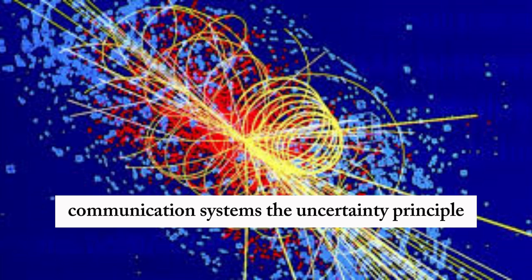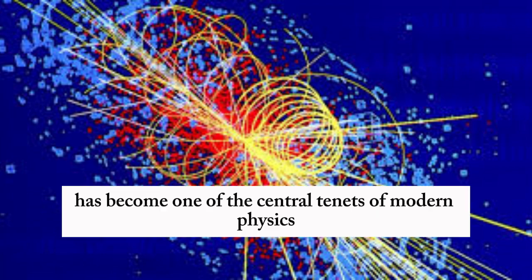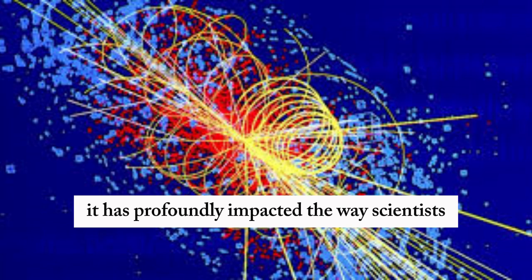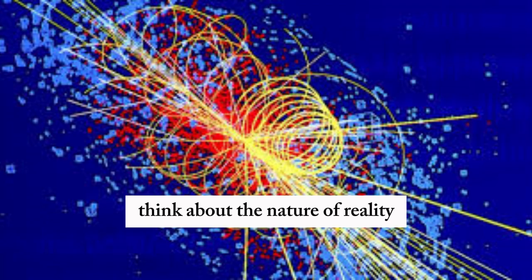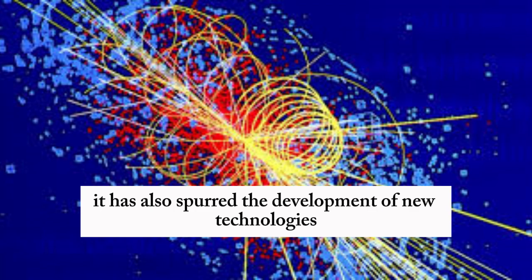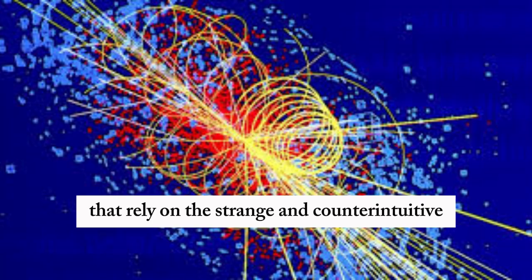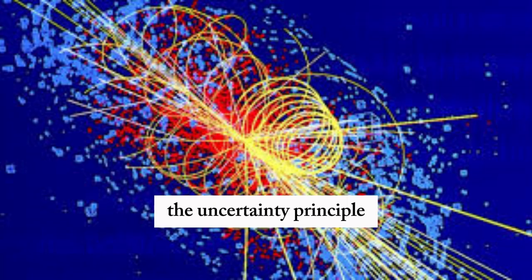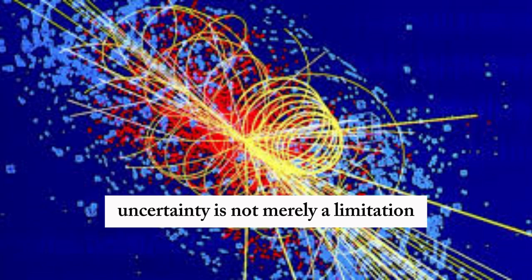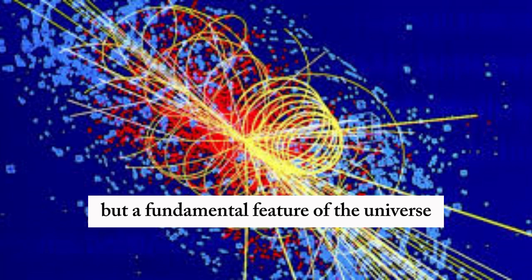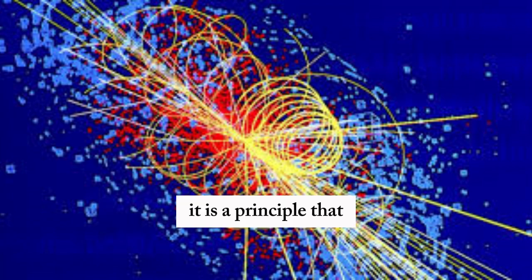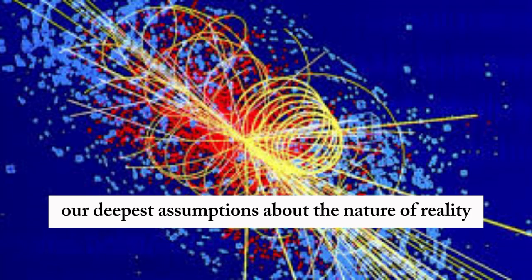The uncertainty principle, while initially met with skepticism, has become one of the central tenets of modern physics. It has profoundly impacted the way scientists think about the nature of reality, measurement, and knowledge. It has also spurred the development of new technologies that rely on the strange and counterintuitive properties of the quantum world. The uncertainty principle is a testament to the fact that, in the quantum realm, uncertainty is not merely a limitation, but a fundamental feature of the universe. It is a principle that continues to inspire new discoveries and challenges our deepest assumptions about the nature of reality.